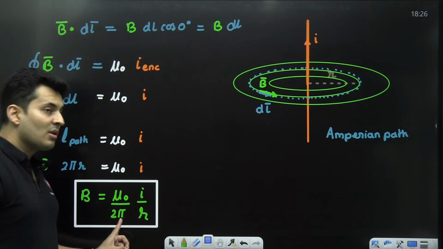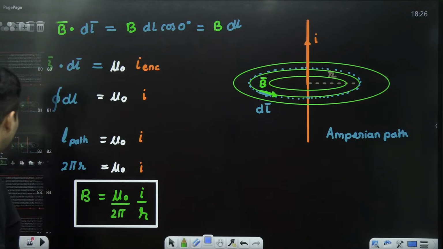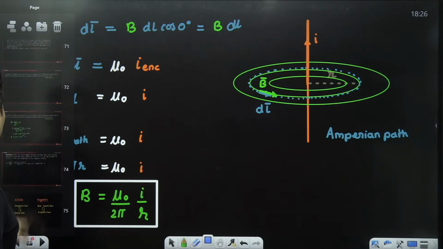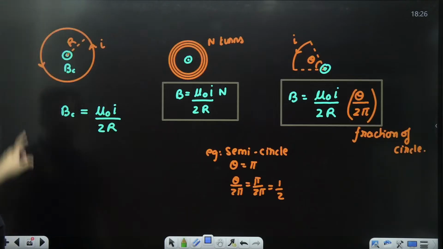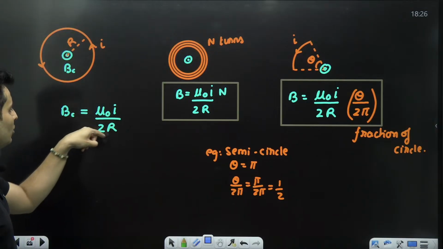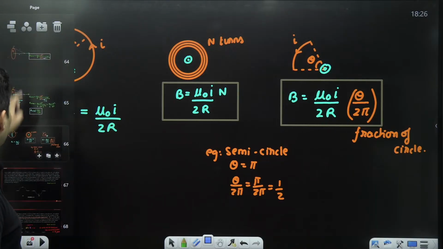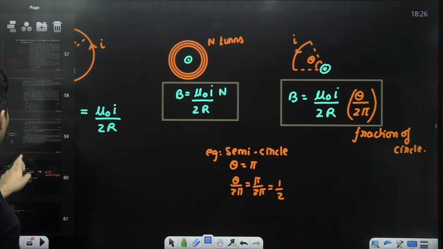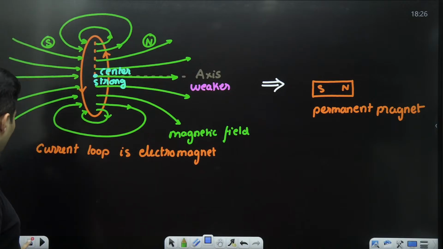If you remember, for a circular loop, it was mu naught I by 2r. Let's go back and see that. Formulas look very similar, same but different. Just for a circular loop at the center, it was mu naught I by 2r. There is no pi here. Be careful about it. There is no pi here due to a circular loop. Remember, circular loop at the center. The magnetic field was mu naught I by 2r.